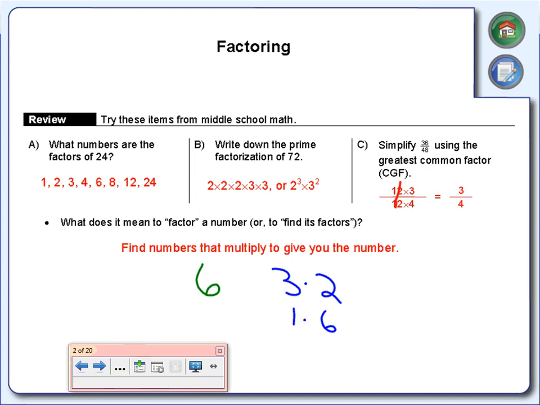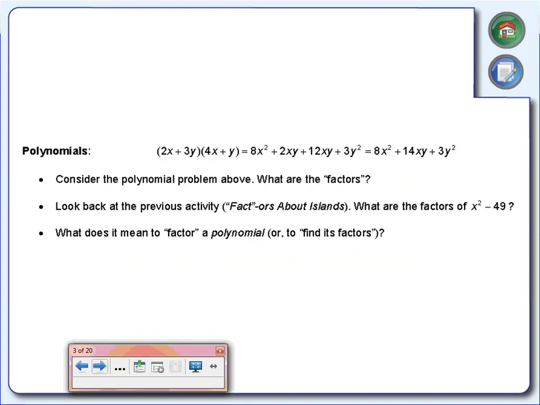So all of these are factors: they're numbers that multiply to give you that number back. All right, so that's just a little quick reminder of some stuff from middle school. And we're going to tie that in with what we're doing today. Up here at the top, they give us a polynomial. This is just like your homework.